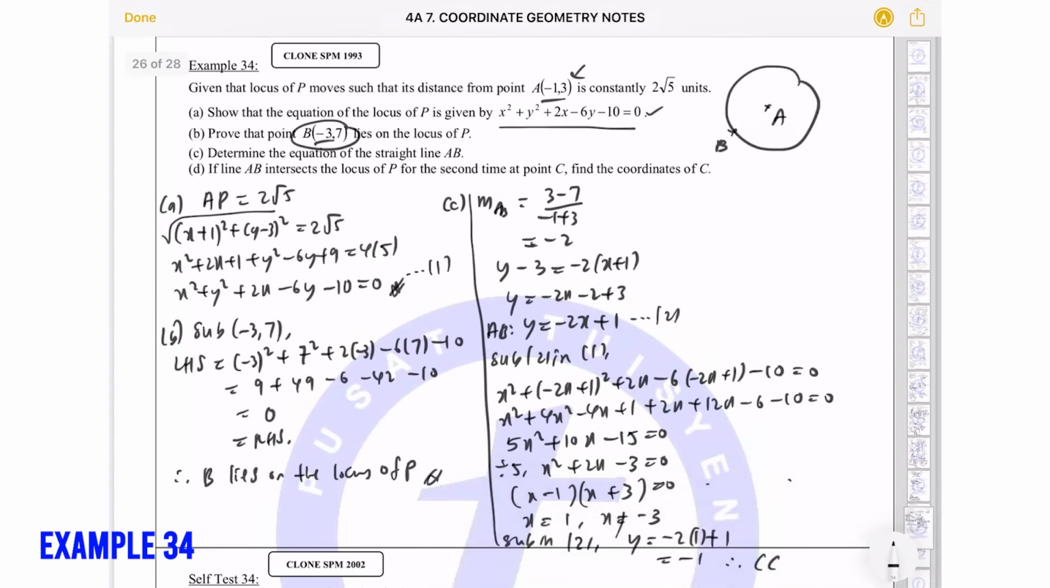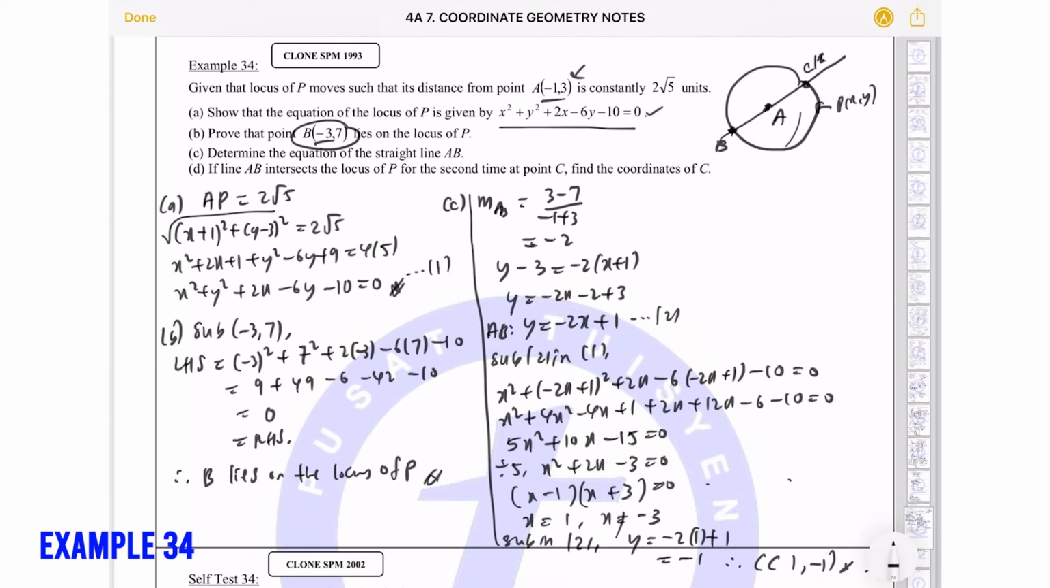Therefore, C is 1, negative 1. Okay, but I have another way. Just now I actually did a sketch. You can see from my sketch that A should be the center of the circle. We know it's a constant distance from a fixed point, so A should be the center, and B is a point that lies on the circle. The locus of P is a circle, remember? So if C intersects the circle again, BC should be the diameter and A should be the midpoint.